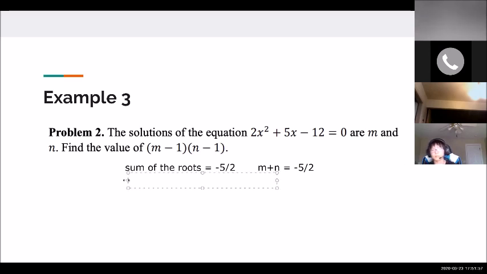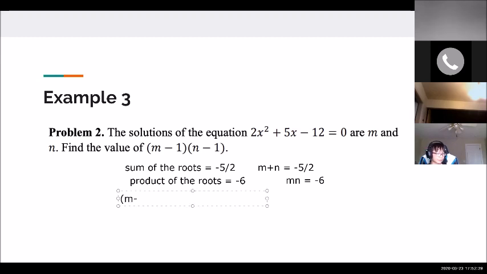Now, we also know that by Vieta's formulas, the product of the roots is equal to minus 6, which means that mn is equal to minus 6. This is because the product of the roots is equal to minus 1 to the power of the degree, which is just 2, times the last term divided by the first term. That's minus 12 over 2, which is minus 6.